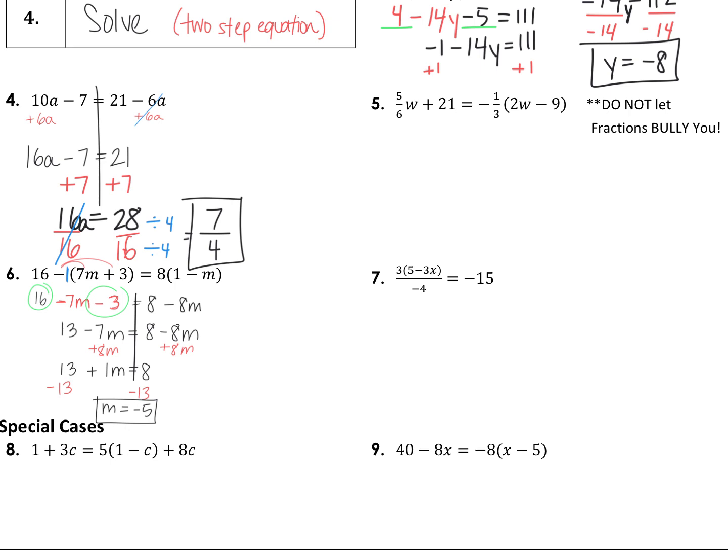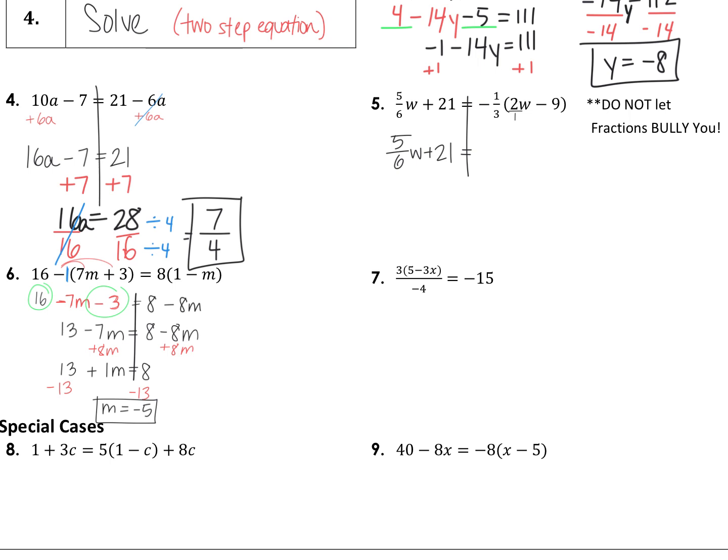So let's look at number 5. Nothing to do on the left side, but on the right, you do have some distribution, okay? So 5/6 w plus 21, we'll just bring down. And then if you want to use Desmos, or you can use your brain, this is 2 over 1. And so when I do 1/3 times 2 over 1, I'm multiplying straight across. So that would give me negative 1/3 times 2 is negative 2/3.